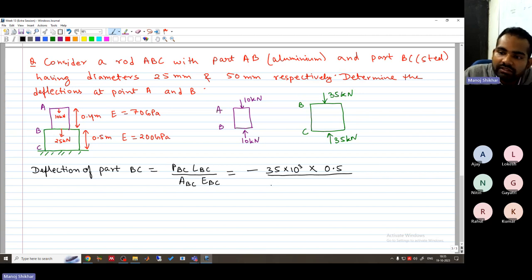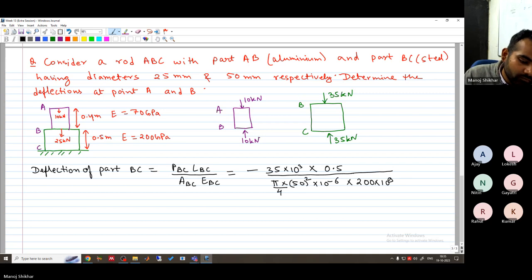Area is we can use the pi d square by 4 formula. So pi into 50 square. Now the unit is given in mm, so there will be a multiplication of 10 to the power minus 6, divided by 4 into 200 into 10 to the power 9. Okay. So if we solve that, we will find that the value we are getting is minus 0.0446 into 10 power minus 3 meters.